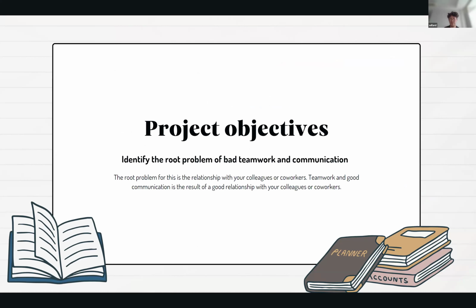So for the root problem of this paper, what this paper aims to solve is the inefficiency and low quality product in workplaces. This problem is often caused by poor teamwork and communication skills between employees, or even to the higher up in the work environment. Teamwork and good communication is the result of good relationship with your colleagues or co-workers.